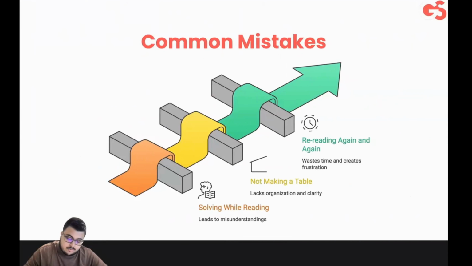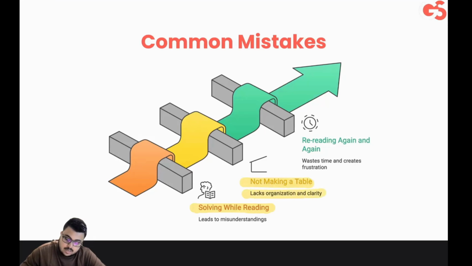And these are just some common mistakes that students make while trying to solve caselet data interpretations. They try to solve while reading. Don't ever do this. Read the data that has been given first and then start solving. Make it into a table, then start solving. Not making a table, always taking a structured and formal approach will help you a lot.